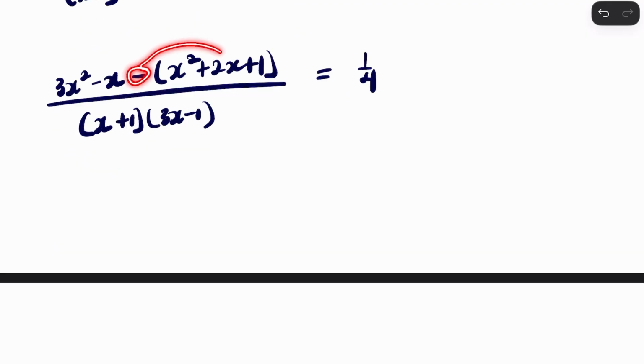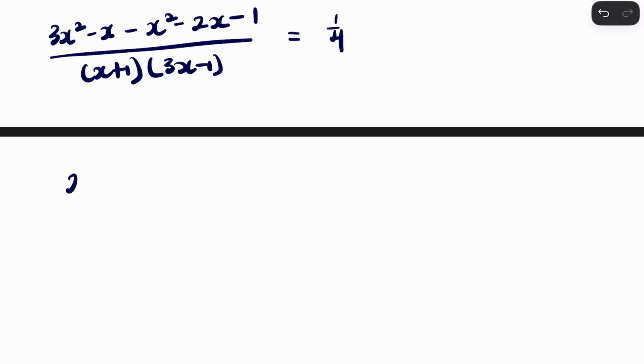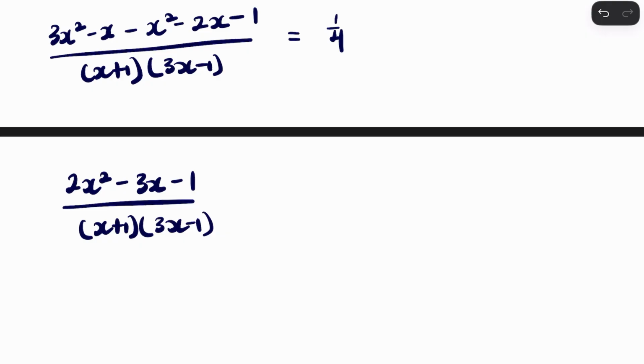Now let's distribute the minus sign. So we are going to have 3x squared minus x minus x squared minus 2x minus 1, all divided by x plus 1, then 3x minus 1, is equal to 1 over 4. So simplifying this, we are going to have 2x squared minus 3x minus 1, all divided by x plus 1, 3x minus 1, is equal to 1 over 4.